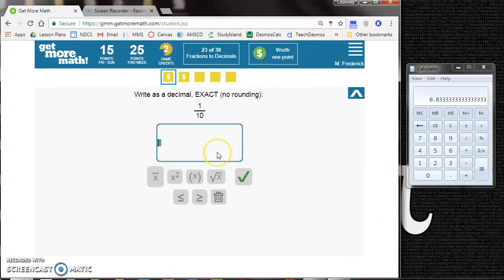Write as a decimal with an exact answer, no rounding. Notice that this will be 1/10 or 0.1, and if you wish to confirm this with a calculator, you may do so.